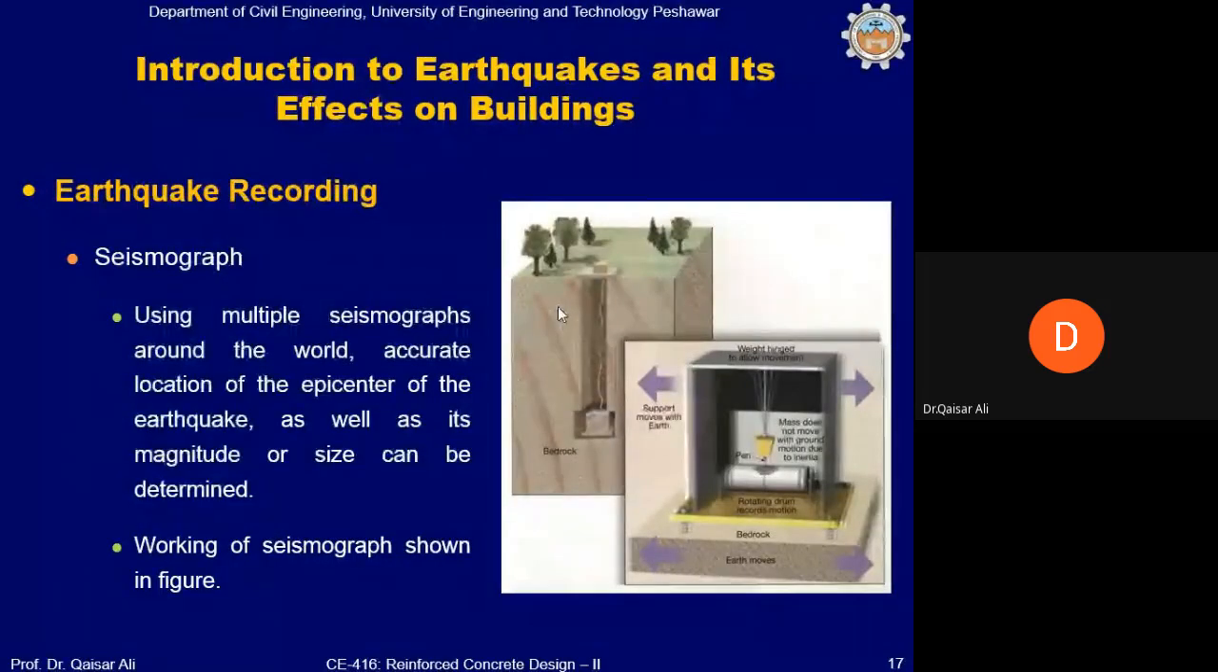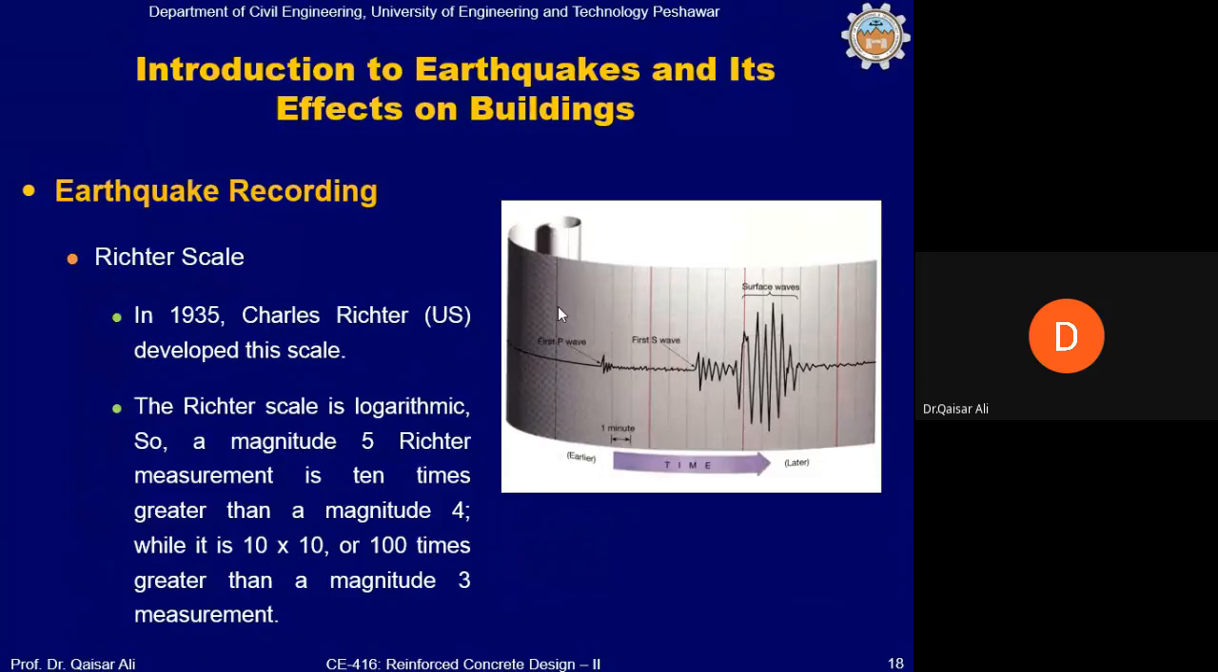You would have also seen these earthquake recording instruments, which are called seismographs. The seismographs basically record the earthquakes, and the record of this is called a seismogram. Using multiple seismographs around the world, the accurate location of the epicenter of the earthquake as well as its magnitude or size can be determined. One seismograph is shown in this figure. This is a seismogram obtained from a seismograph for an event.